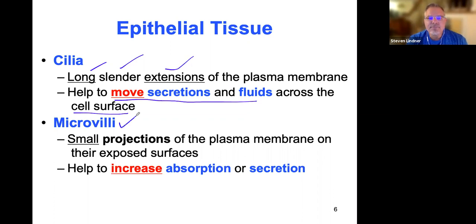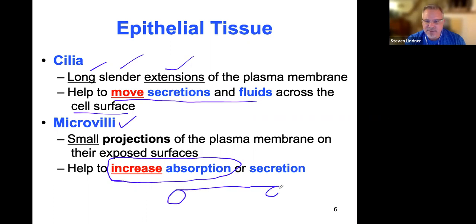Microvilli, these are smaller projections, and their primary function is for absorption. And these are found throughout the small intestine. So I'm going to draw a simplistic picture here just to give you an idea. So here's part of the small intestine. Here's part of the small intestine. And throughout the small intestine, we're going to have a bunch of these microvilli.